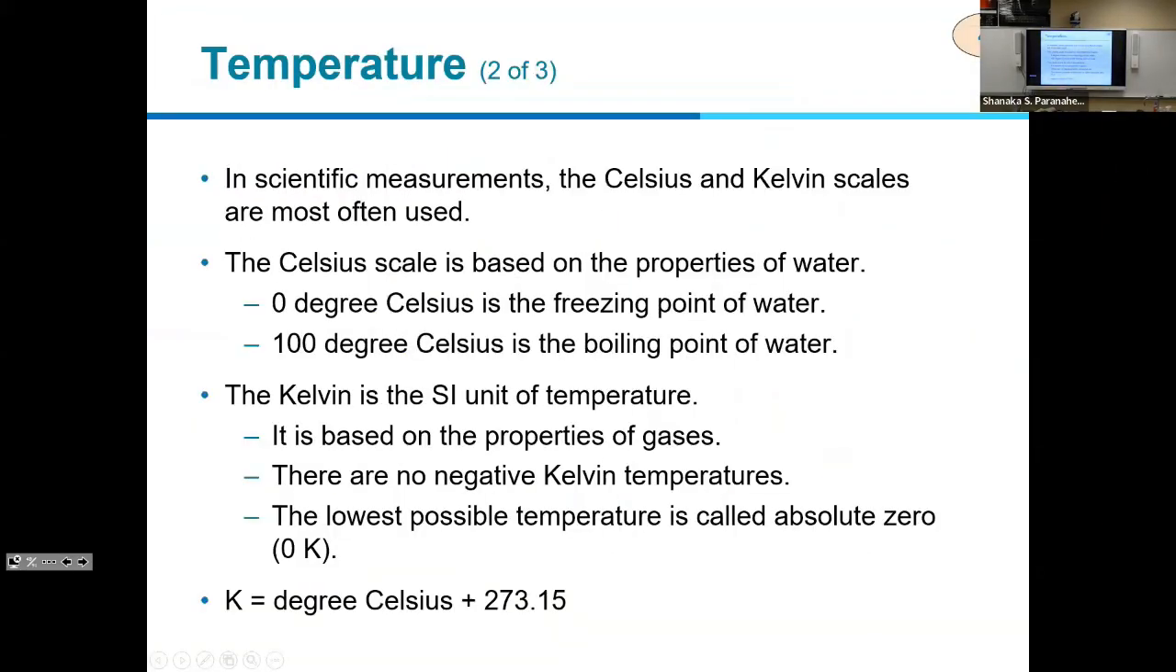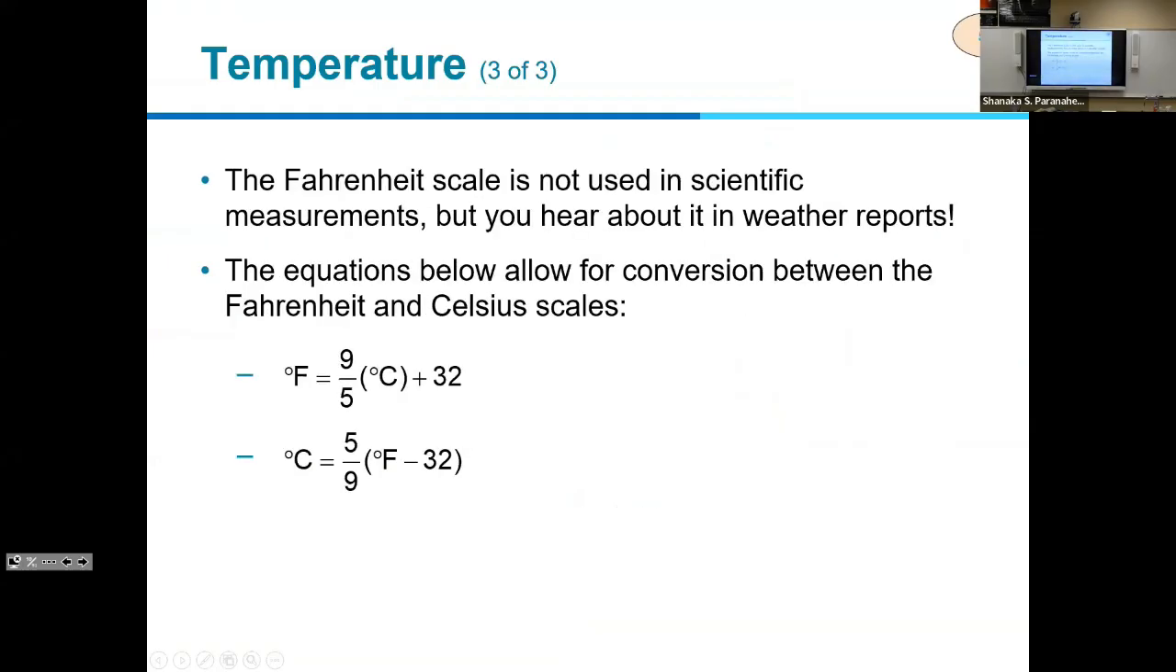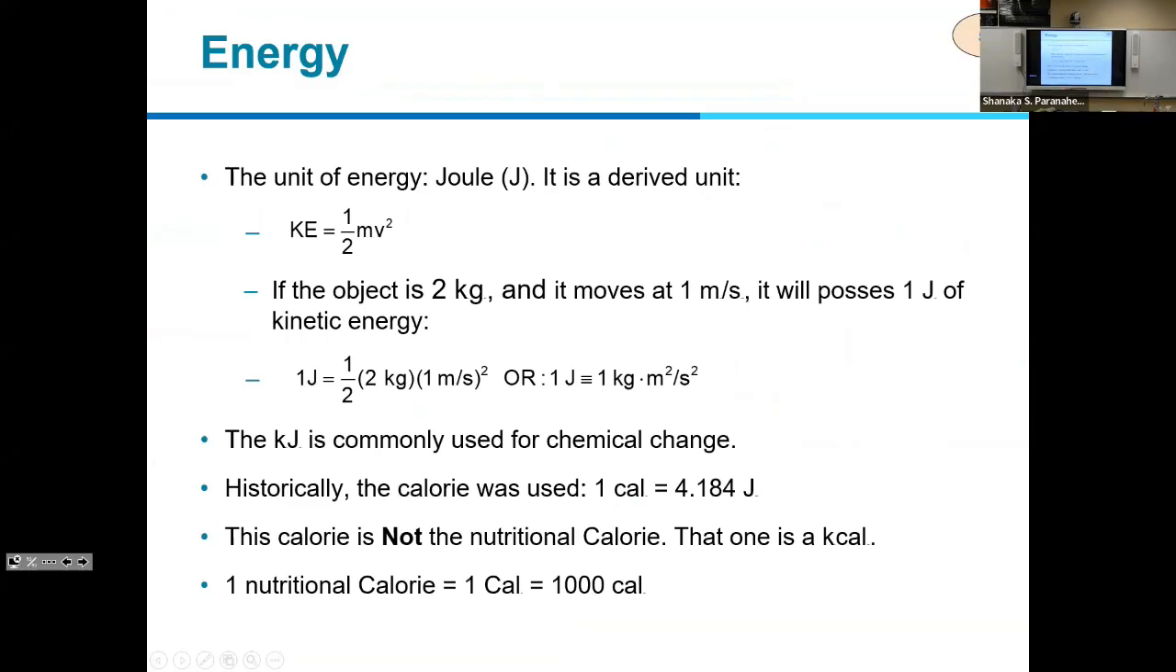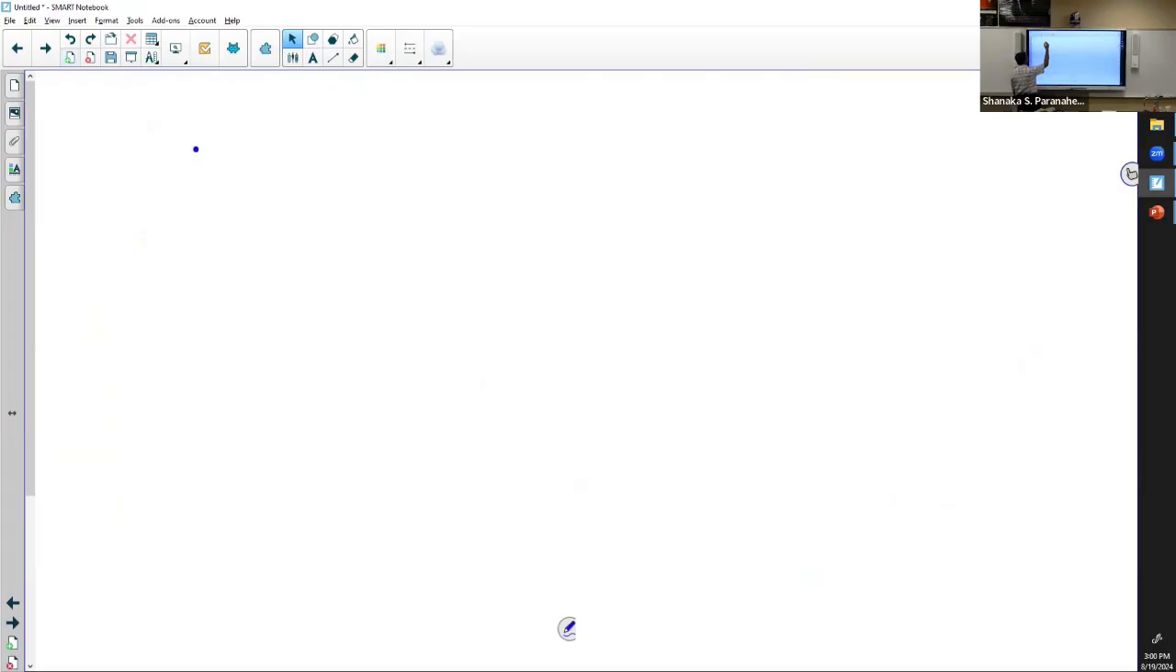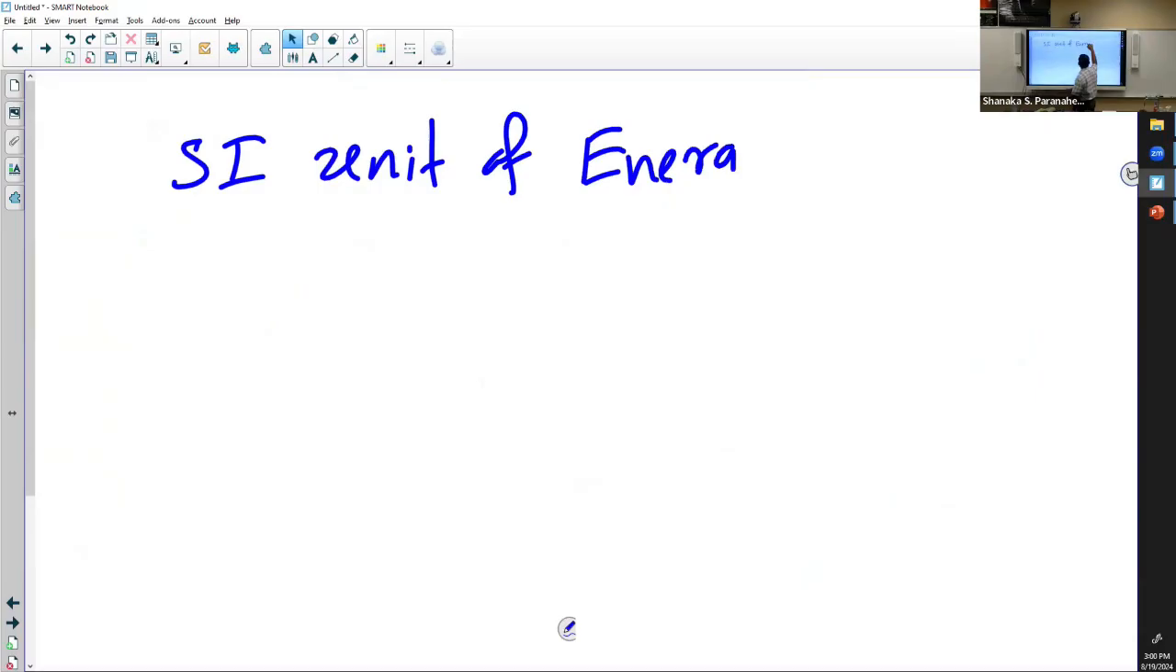We talked about all those, and you can find all the information in the next couple of slides, and also all the equations. These are the Celsius equations. Now we talk about the unit of energy. Let me quickly go over the unit of energy. This slide is supposed to be with the energy section. We talk about two different forms of energy. The SI unit of energy is joules. The abbreviation is capital J.